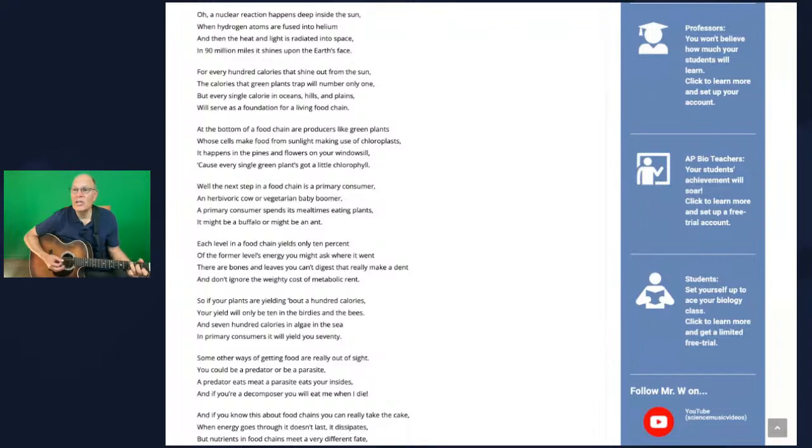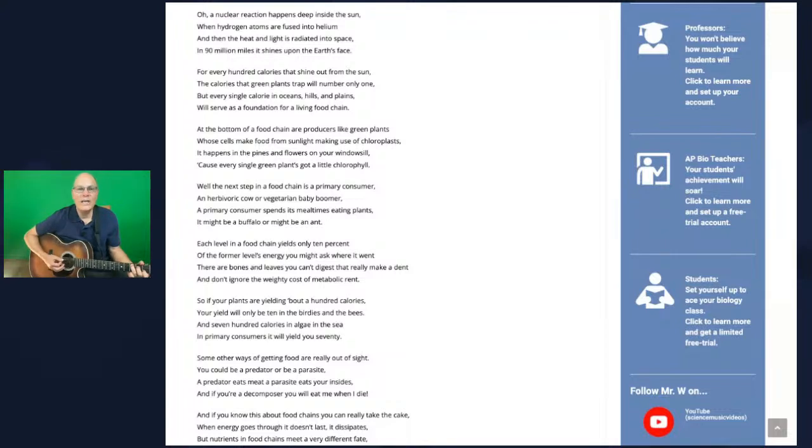Oh, a nuclear reaction happens deep inside the sun when hydrogen absorbs into helium. Then the heat and light is radiated into space, and 90 million miles it shines upon the Earth's face. For every 100 calories that shine up from the sun, the calories that green folks trap will number only one. But every single calorie in ocean, hills, and plains will serve as a foundation for a living food chain. At the bottom of a food chain are producers like green plants, whose cells make food from sunlight they can use in chloroplast. Happens in the pines and flowers on your windowsill, because every single green plant's got a little chlorophyll.